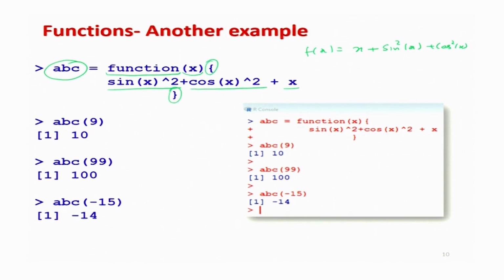So, you can see when I execute it on the R console and give x equal to 9, what will happen? Sin square 9 plus cos square 9 will become 1, and 1 plus 9 will become 10. Now, if you take x equal to 99, then sin square 99 plus cos square 99 will become 1, and then 1 plus 99 will become 100. And similarly, if you take ABC of minus 15, that means you want to execute the function at x equal to minus 15, and sin square x plus cos square x gives 1, so this will give you the value minus 14.